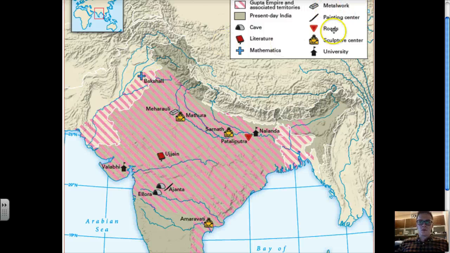Metalwork has been discovered. Roads, especially between these two cities. We had sculpture centers seen on the map, and we had a university. Nalanda by far was the bigger of the universities, but there was also one over here in Valapi. All right, so these are some of the major cities in the Gupta Empire. Now, when we look at these, I want you to think about what they all have in common. You can pause me while you think about it.